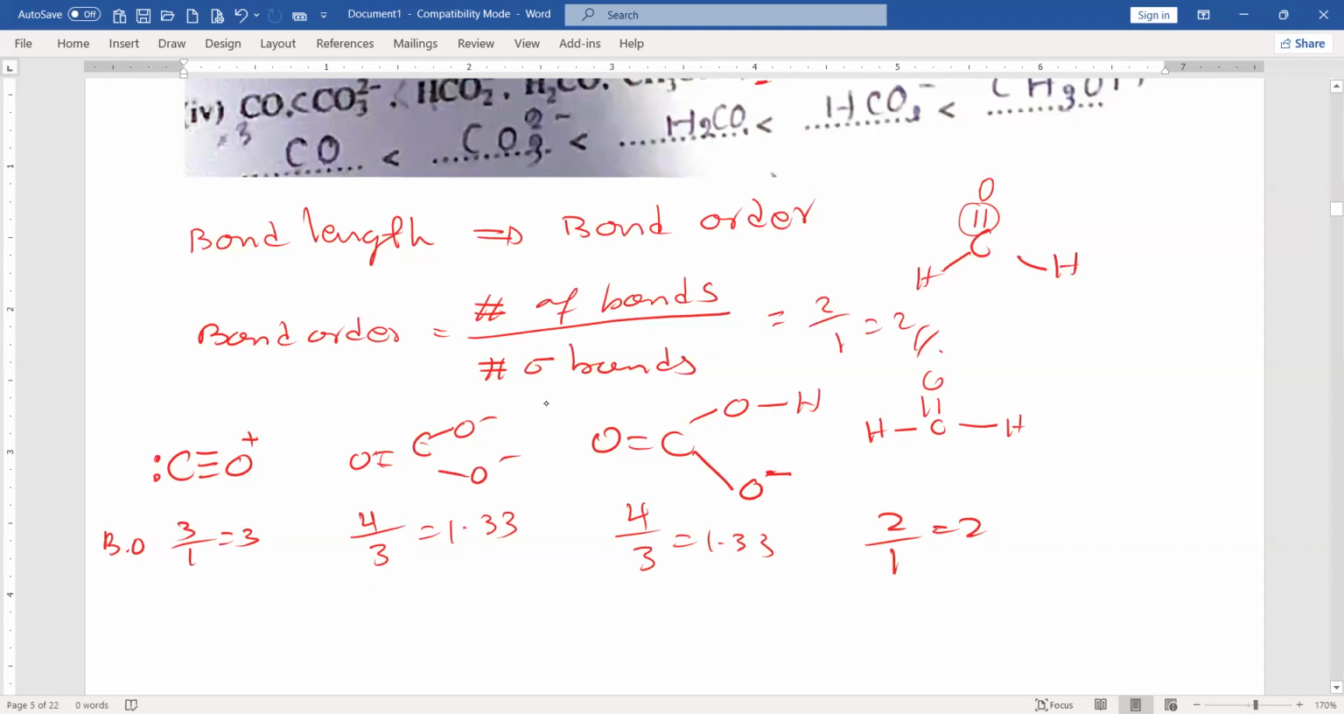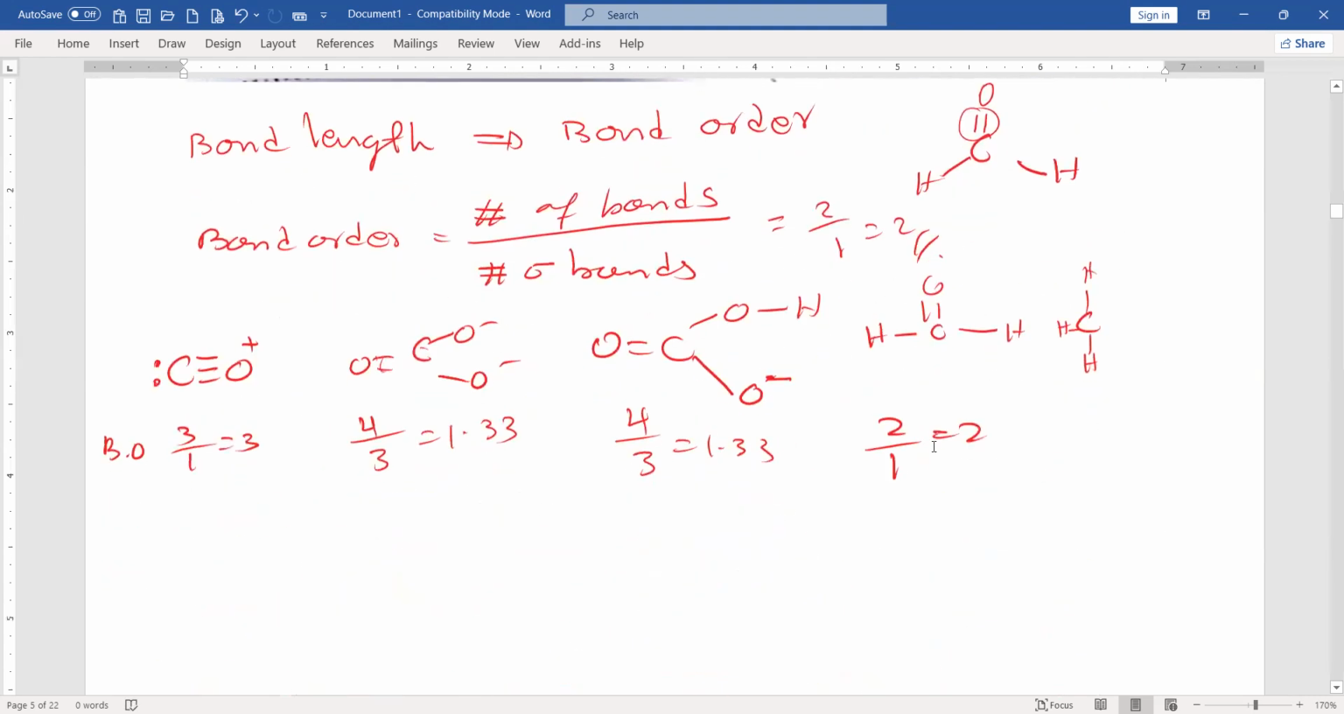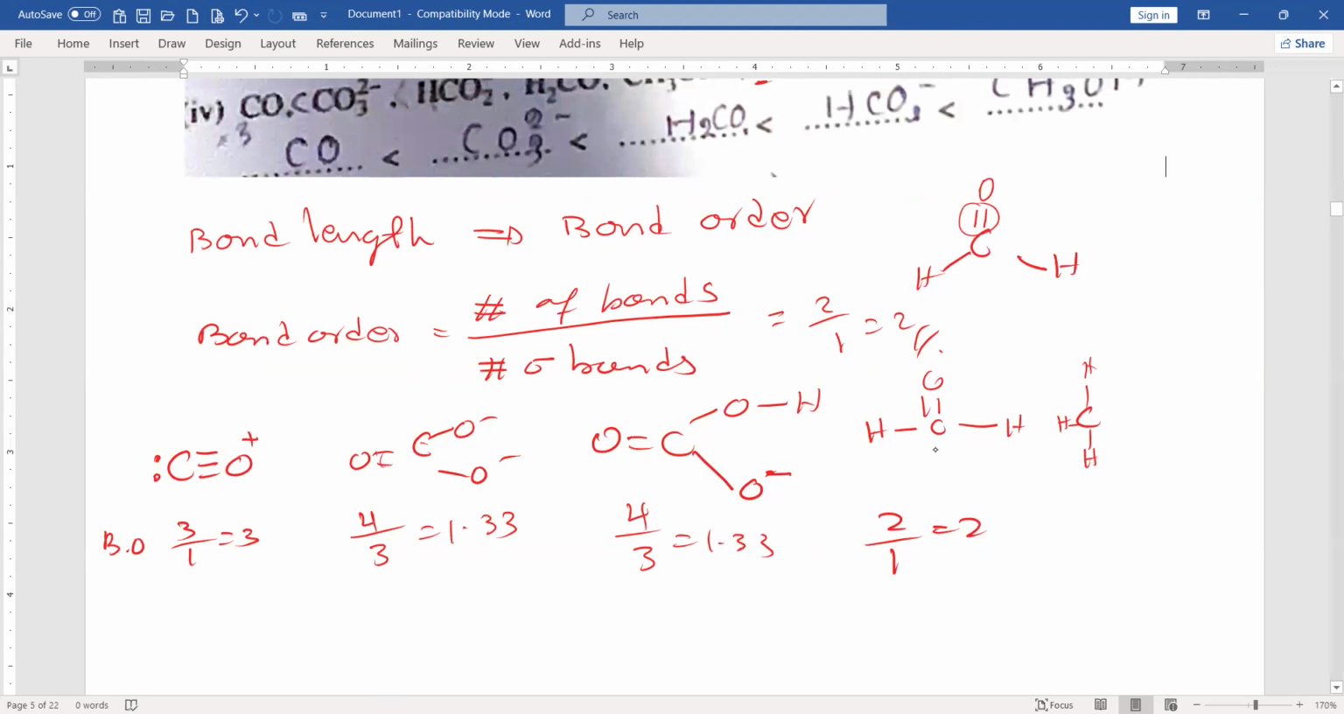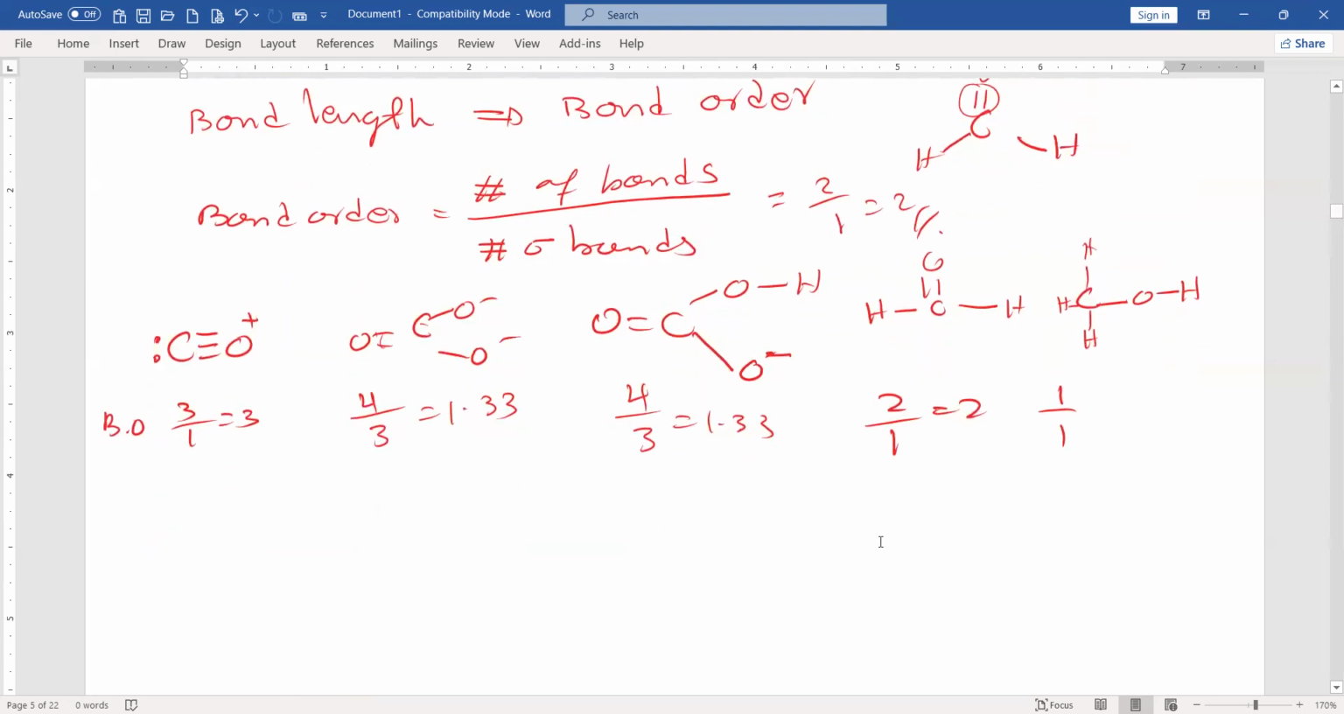And finally, the CH3OH. Here you have just a single bond, so 1 divided by 1. Remember that the higher the bond order, the shorter the bond length. That means bond length decreases with the bond order.